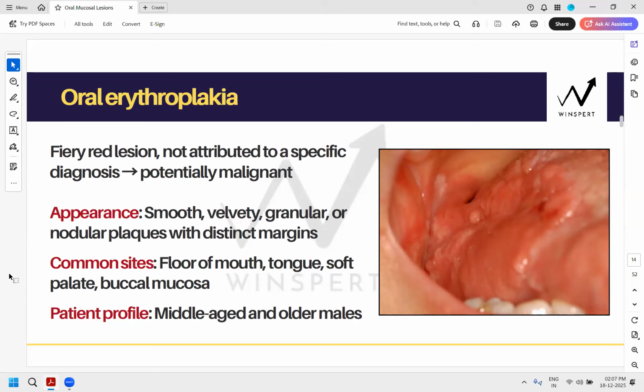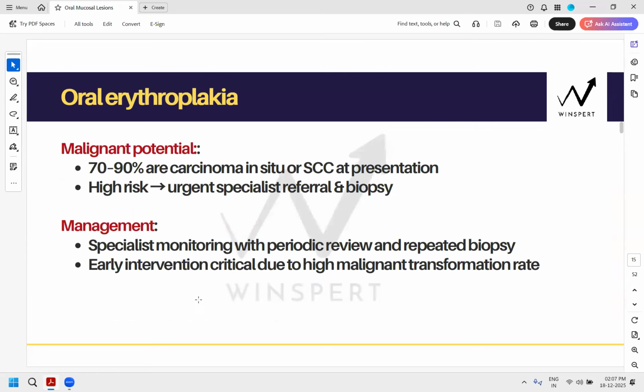So up to 70 to 90% of the erythroplakia are carcinoma in situ or squamous cell carcinoma. That means this is even higher potential for malignancy, no? The appearance is smooth, velvety, granular or nodular but red in color, and the patient profile is middle-aged and older males. Up to 90% can be cancerous when sent for biopsy. So it is extremely high risk. Urgent specialist referral and biopsy is needed.